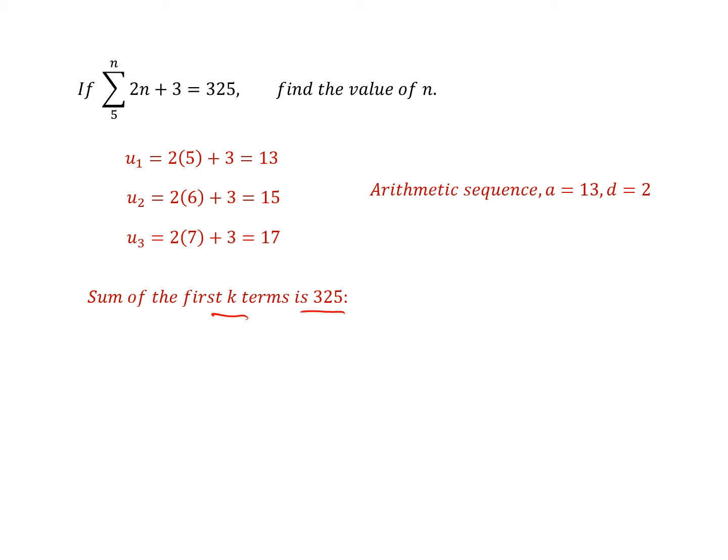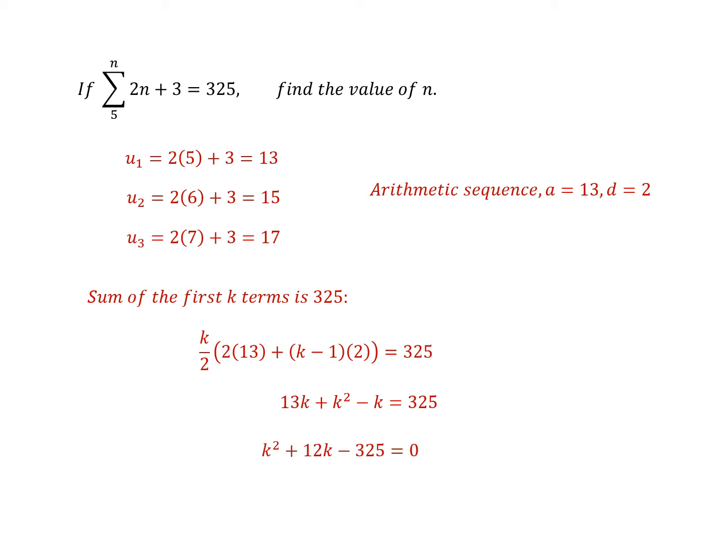So that means that k over 2 times (2a plus (n minus 1)d), n being k in this case, the number of terms, is 325. When I multiply the brackets out, I get that, and then simplifying that gives me a nice little quadratic. Popping that into my calculator, cheating a bit, gives me those two values of k.